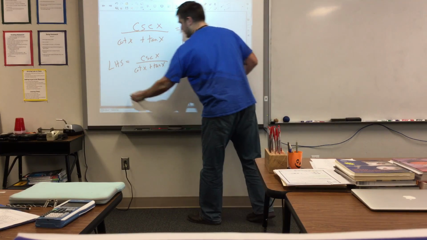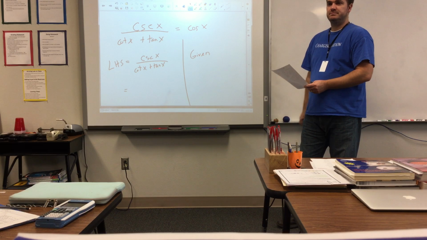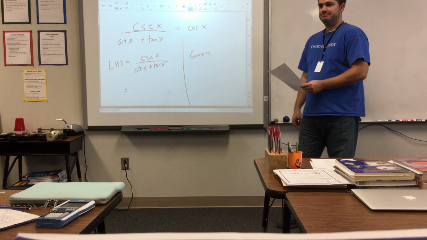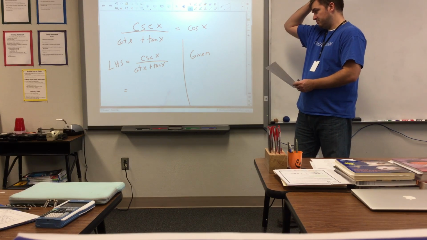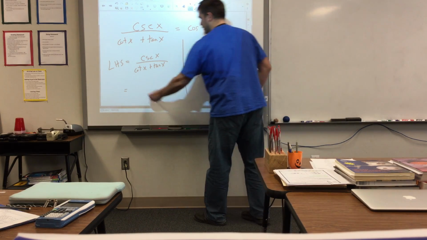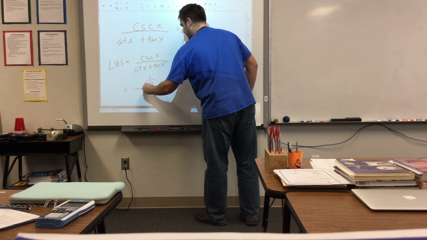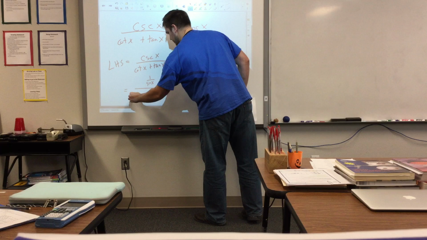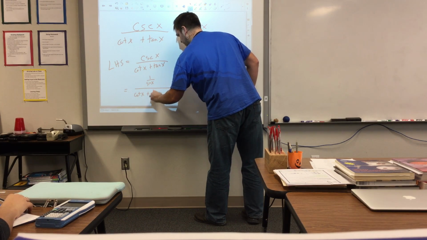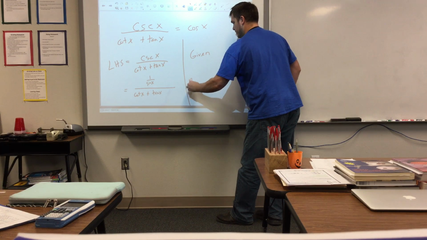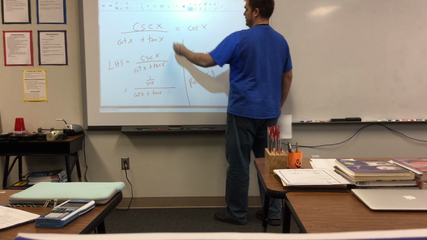Someone other than Matthew, what do you think? You've got to make cosecant be 1 over sine. So we'll just do this one step at a time. Cosecant is 1 over sine. We're going to leave the cotangent x plus tangent x at the bottom as is, because we're going to say reciprocal identities.